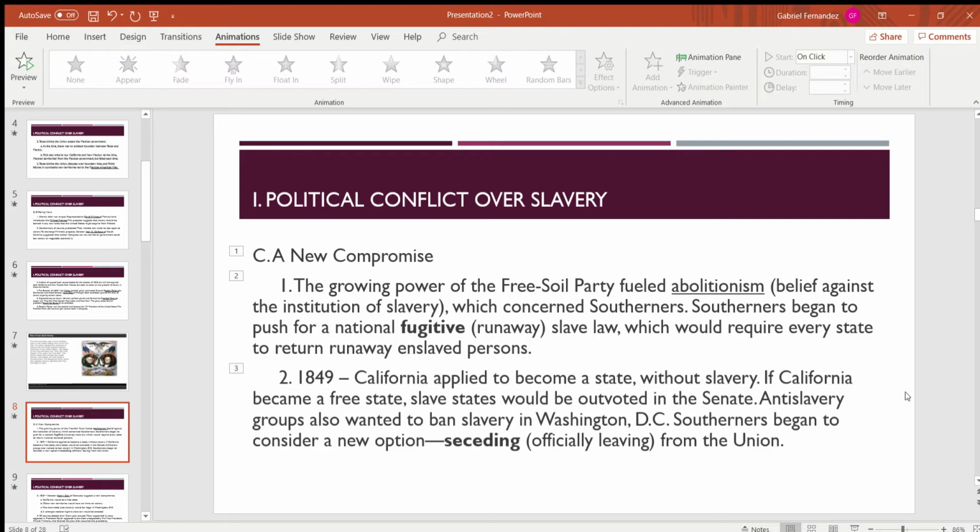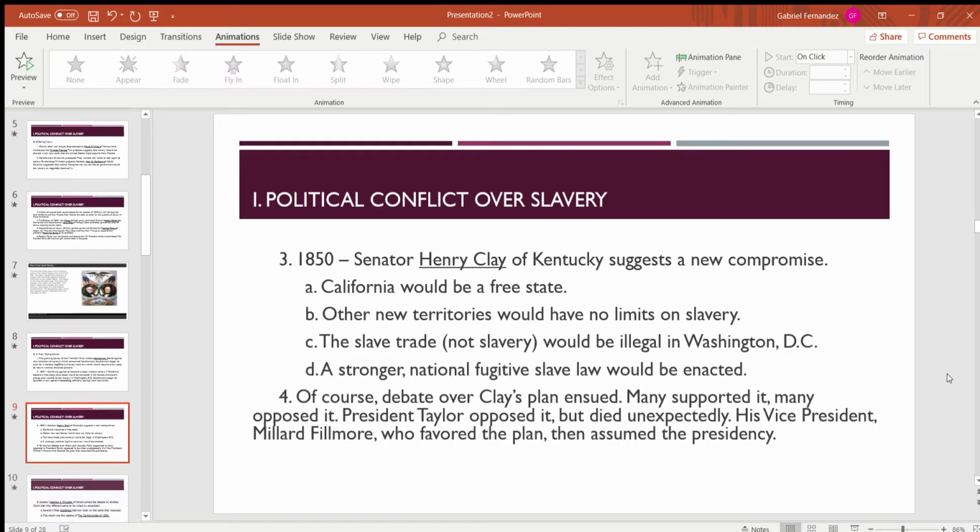Unhappy with the turnout of events that were taking place in the last several years, they began to talk about seceding from the Union. If you know anything about this term, secession, secede, it means to officially leave. You know that this is actually how the Confederacy was formed and eventually how the Civil War began.